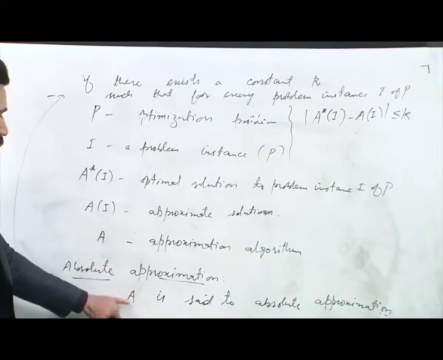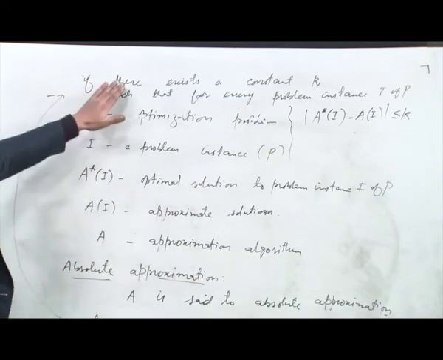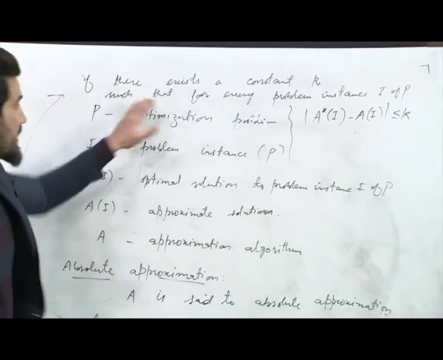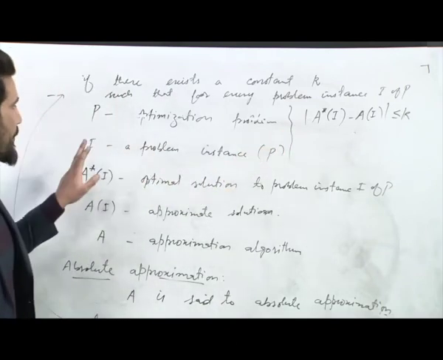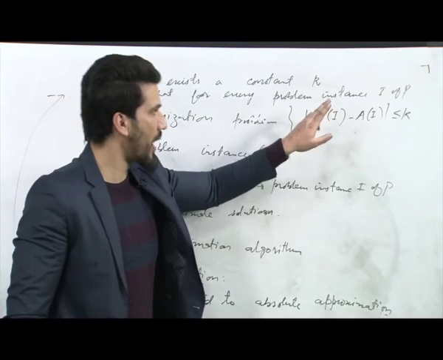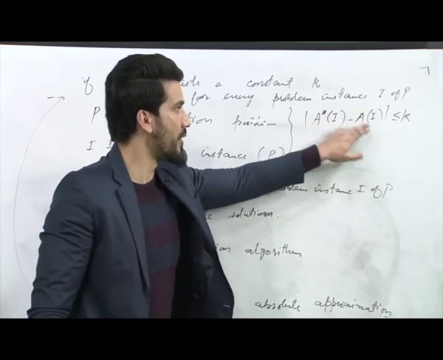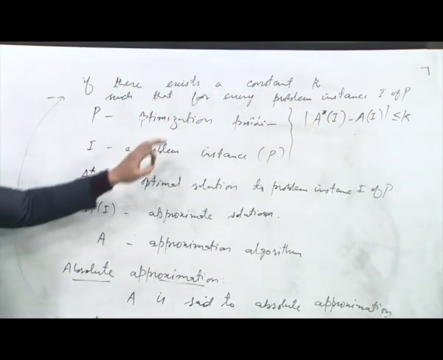The approximation algorithm A will be known as the absolute approximation algorithm if there exists a constant K such that for every problem instance I of P, the optimal solution for I minus the approximate solution for I is less or equal to this constant K. It can be tolerance or error or whatever.